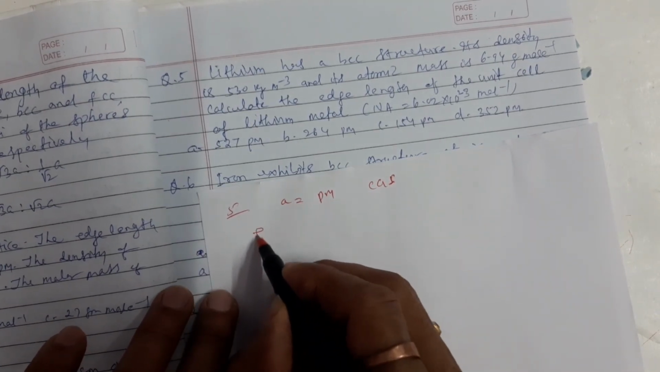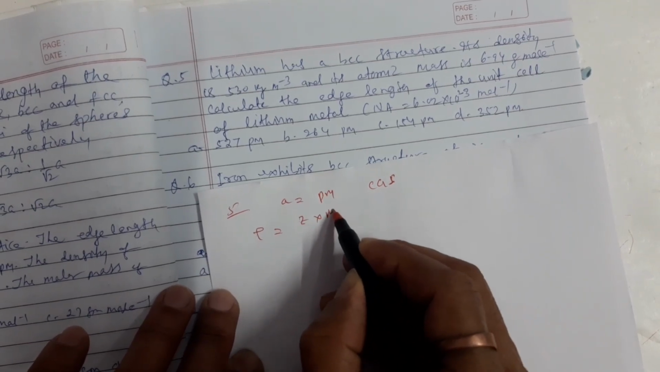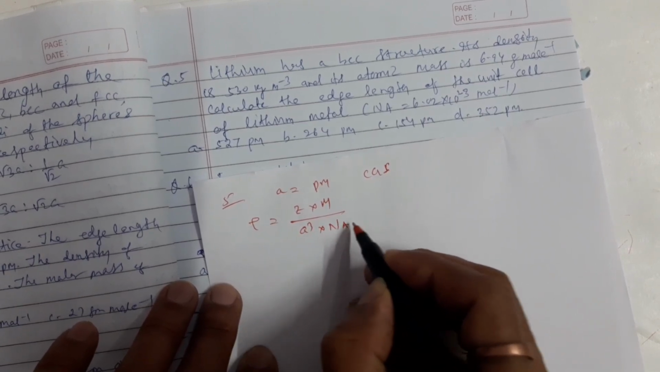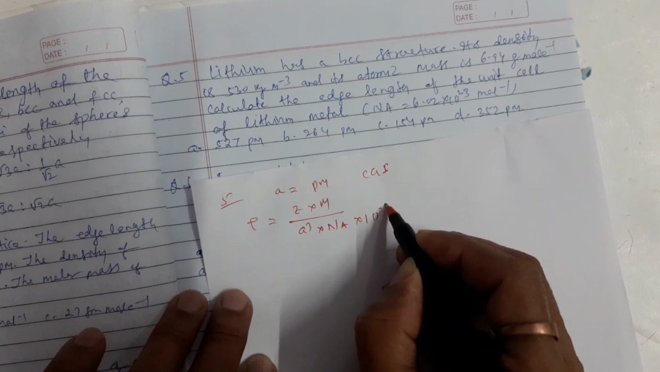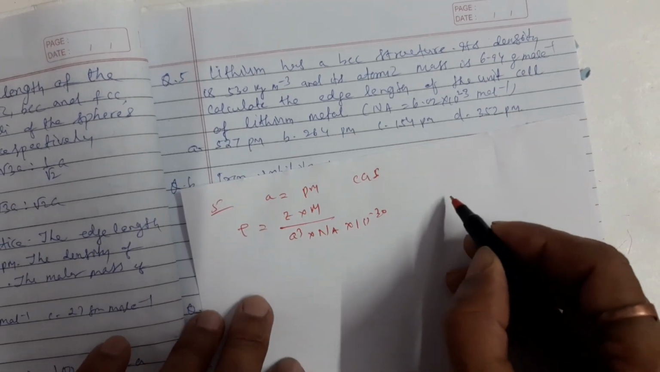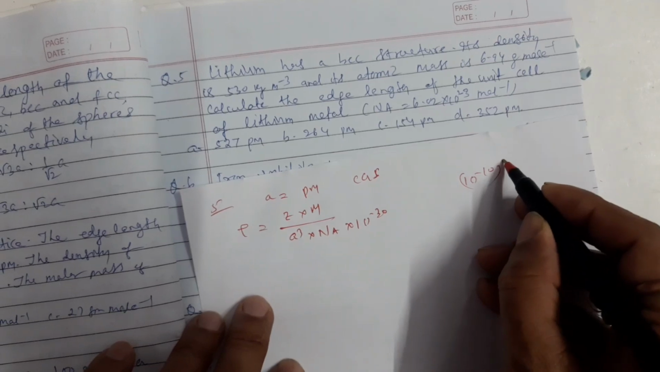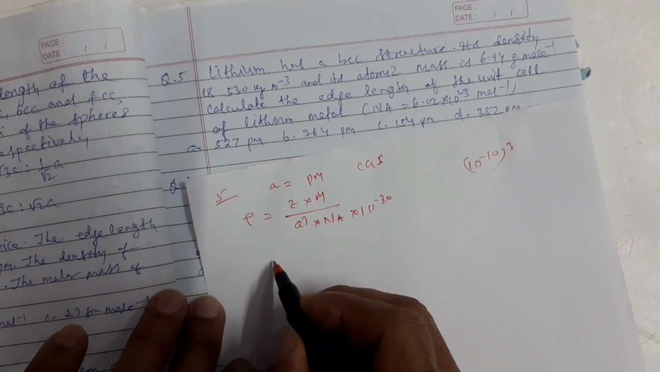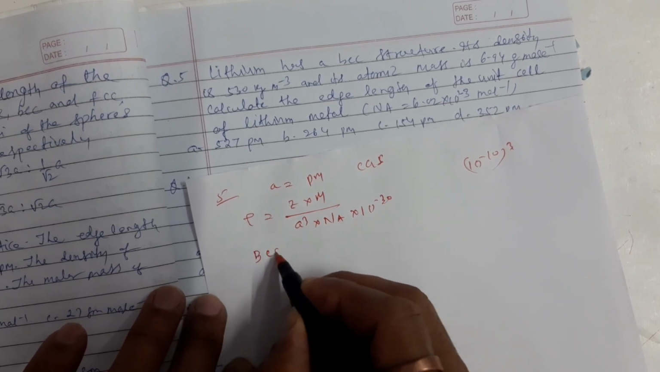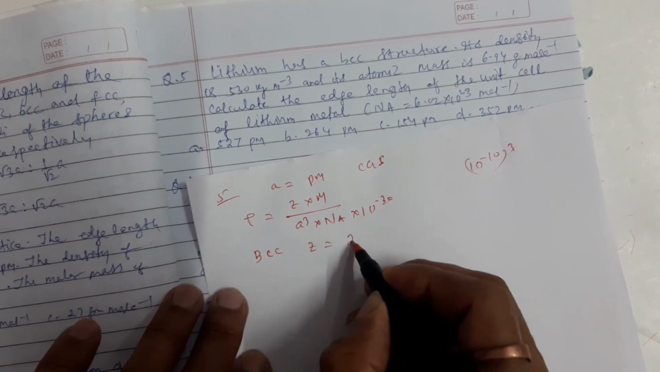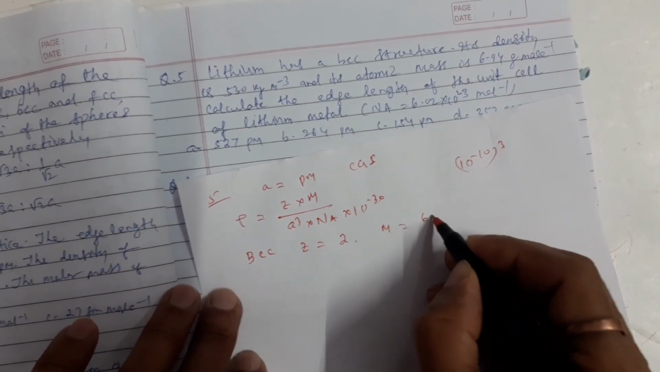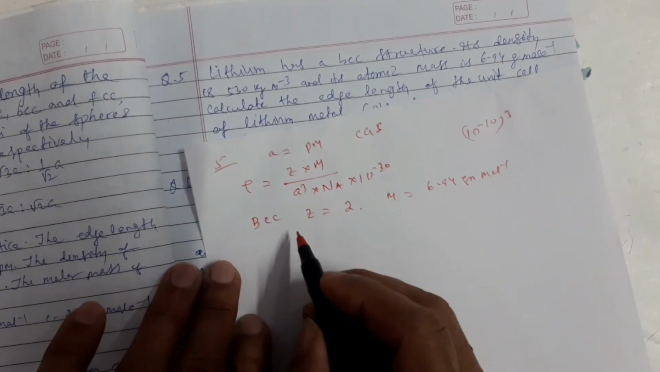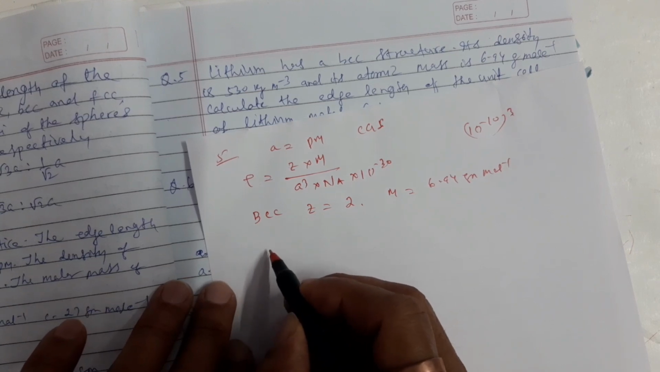So according to this formula, rho is equal to Z multiplied by M divided by a cubed multiplied by Avogadro's number and 10 to the minus 30. Why am I putting 10 to the minus 30? That means you have to take 10 to the minus 10 and cube it. Then what is asked for BCC? For BCC, body centered cubic, the Z value is 2. And M is given as 6.94 gram mole inverse.